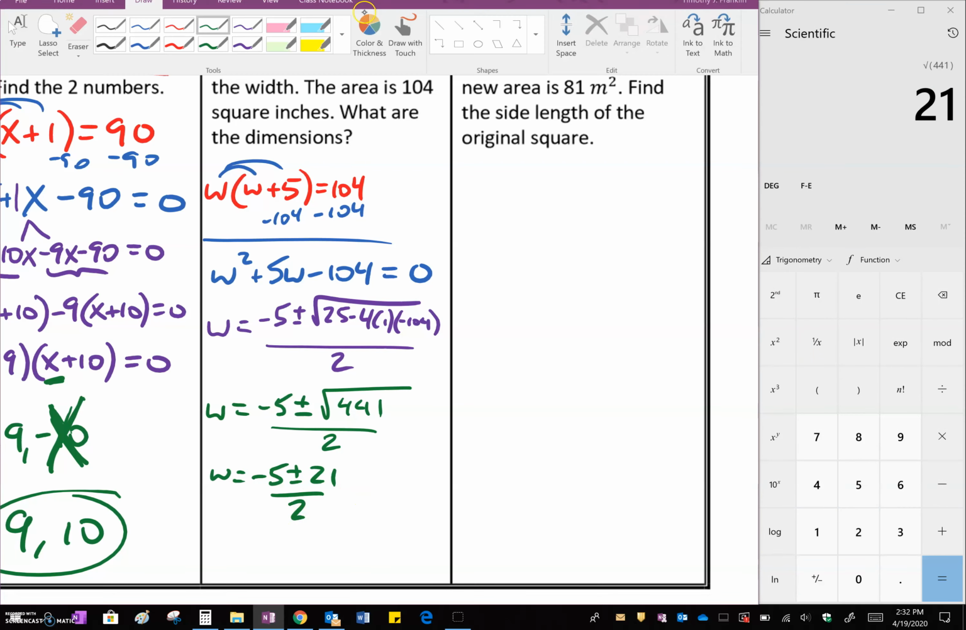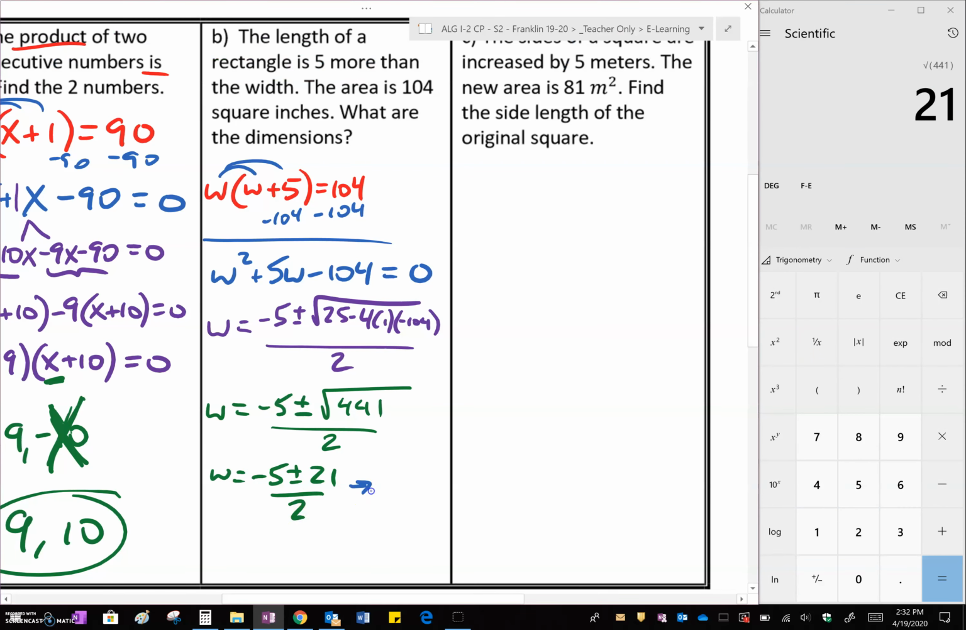And if we figure those two numbers out, -5 plus 21 is 16 over 2 is 8. -5 minus 21 is -26 over 2 is -13. Well, the thing about a rectangle that has length and width, you can't have a negative width. It doesn't make sense. So the negative answer will eliminate here. So the width is 8 inches.